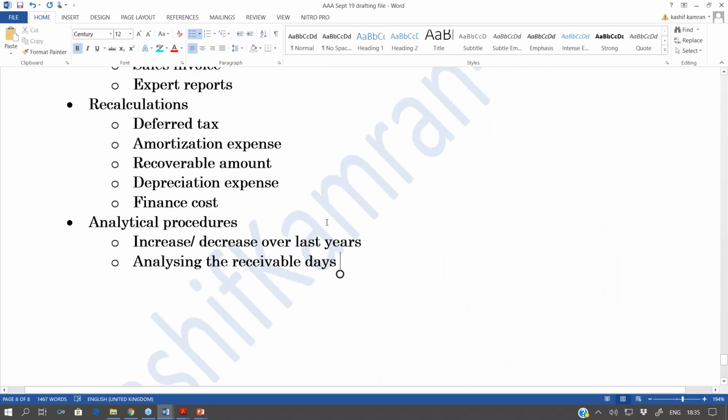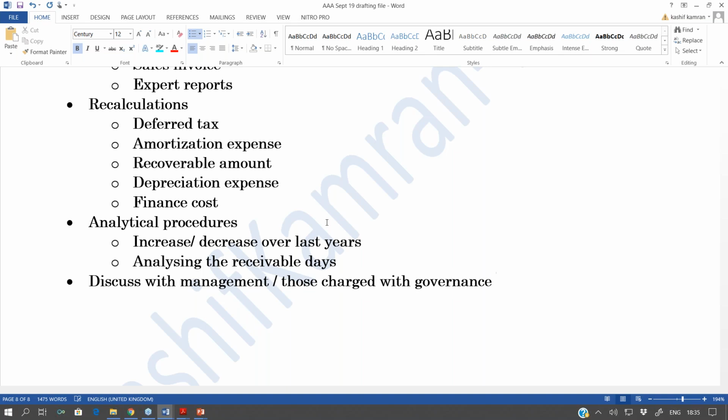How many times we discuss things with management, or even with those charged with governance. So in the case study, there might be so many issues, problems, which you need to discuss with management, right? Is this list clear to everyone? Recalculations, discussions with management, analytical procedures, looking into the source documents and the board minutes. And is everyone clear on the criticism of the board minutes? The examiner says the student tends to use the board minutes in the wrong context.